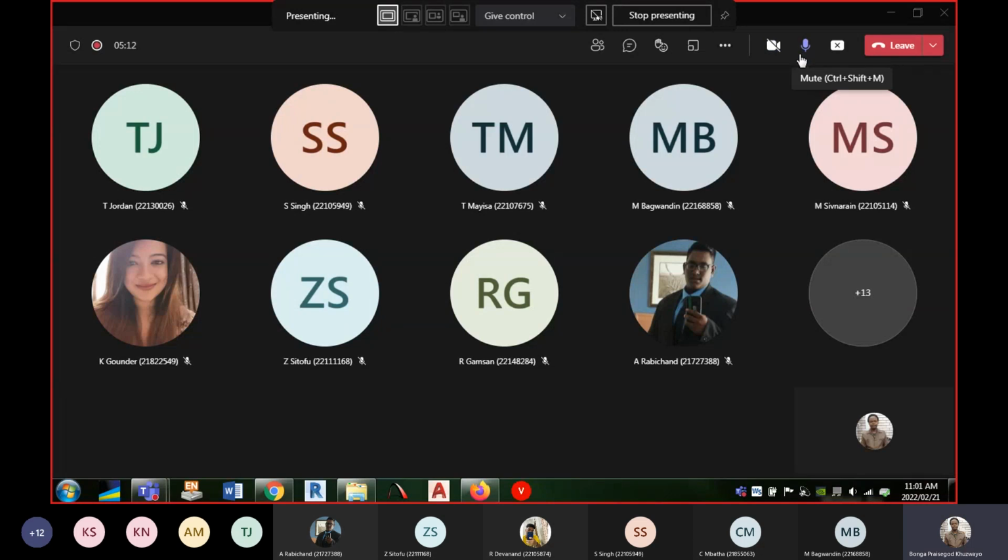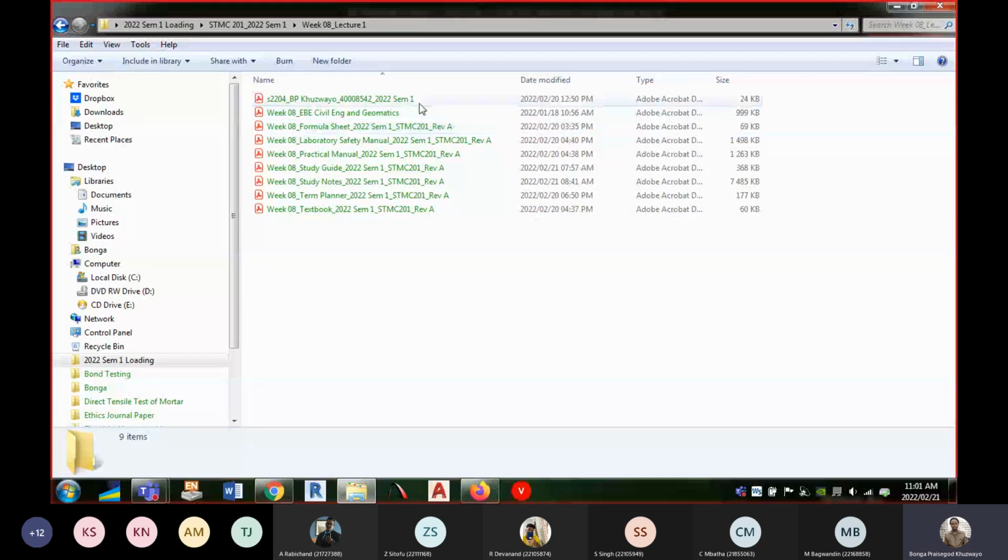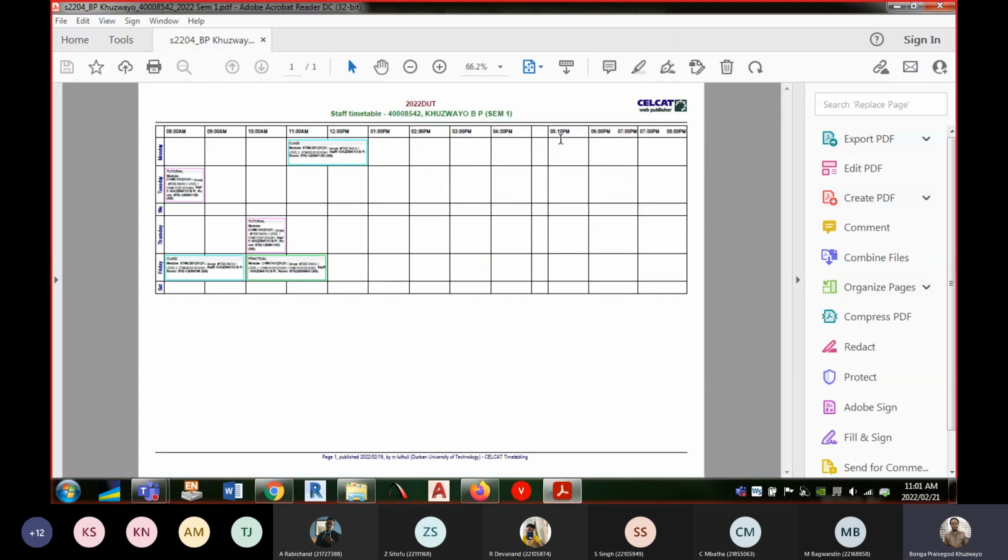Okay, so welcome to Structural Mechanics 2A. The subject code is STMC201. So I've got a few documents that I would like us to take a look at. The first one is basically my timetable, and I hope you can all see my screen.